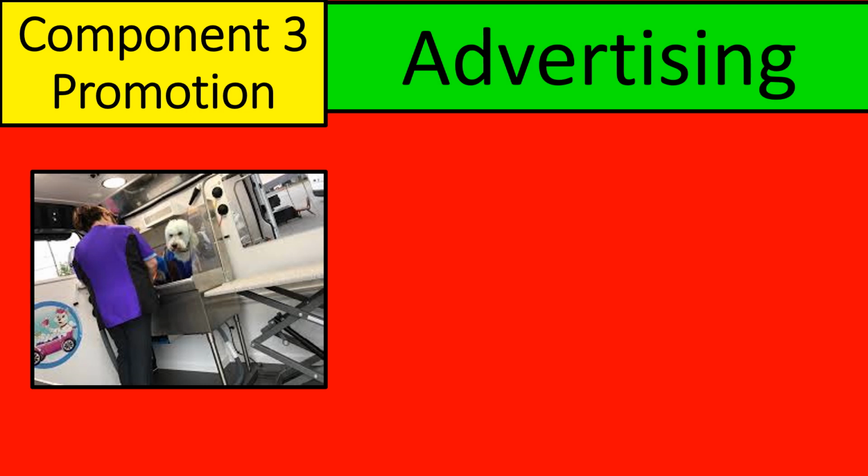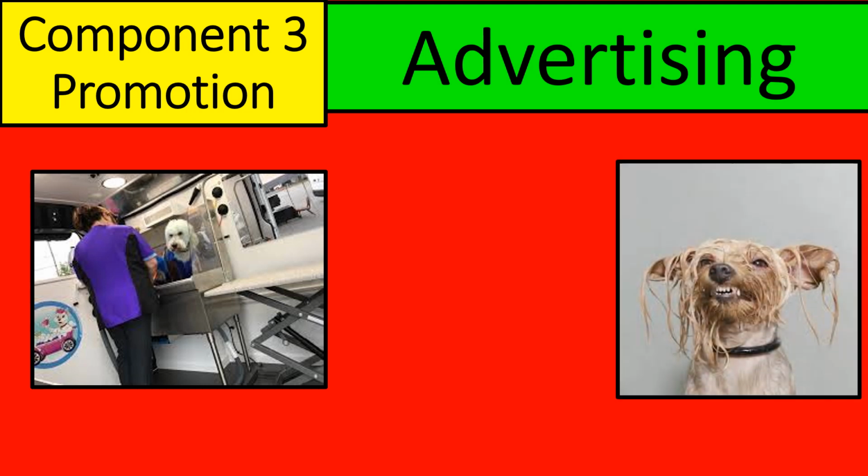I have a dog grooming business and a potential client. So advertising, there are two words we need to learn before we can really start looking at advertising. The dog grooming business is going to be communicating with the potential client. And the first thing that we need to look at is what the message is. What do they want to say to them?